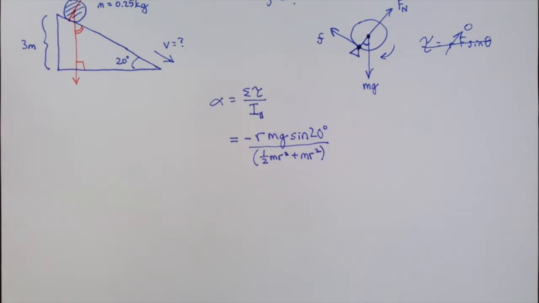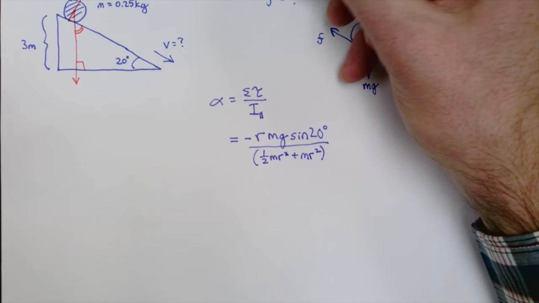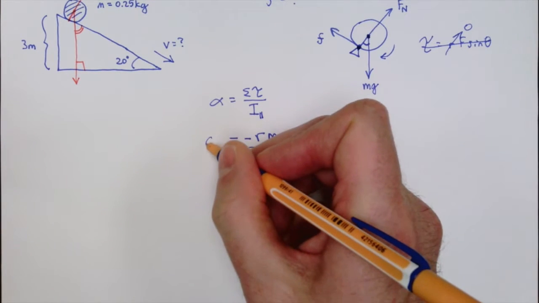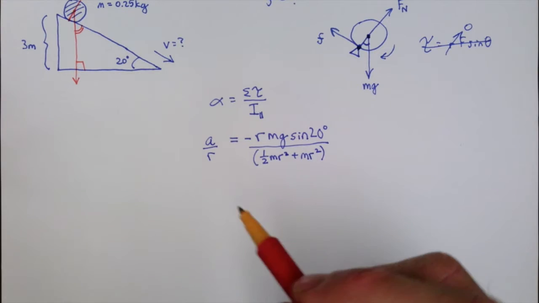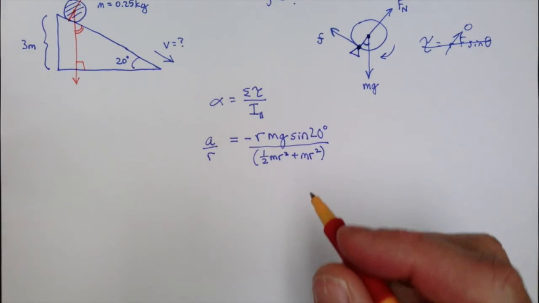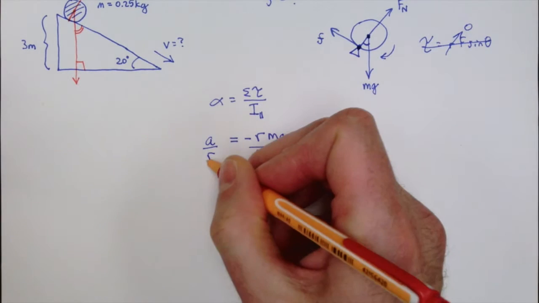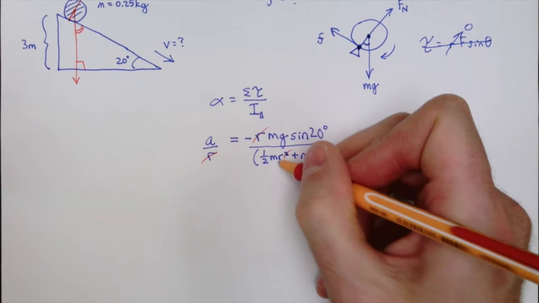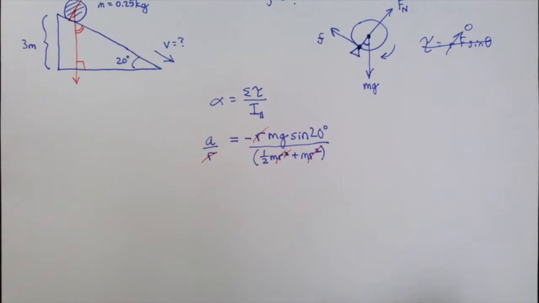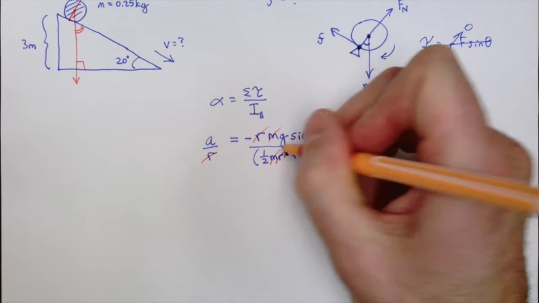The other thing we might want to do, since we're trying to find linear acceleration, is just replace alpha with a over r. They're equal to one another. Alpha is equal to a over r. One of the things that does is it allows us to cancel out the radius. You'll notice we weren't given the radius of the disk. So let's say this radius cancels out the squares, and then this radius cancels out the remaining radii. We can also cancel out the mass, so this mass cancels out this one and this one.